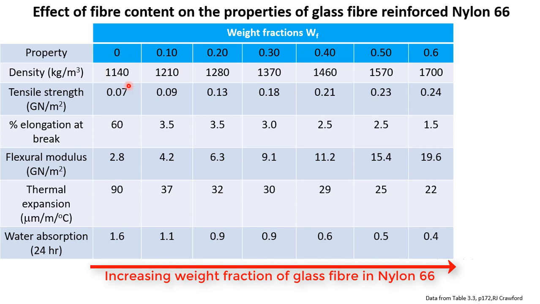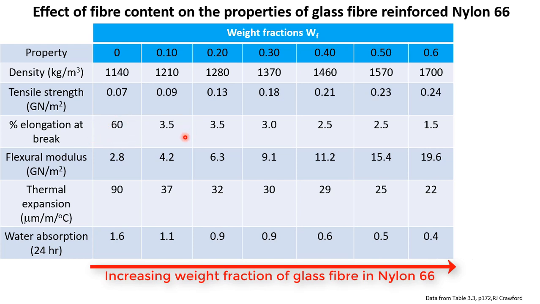Nylon 66 has low density, and the density will increase as we increase the weight percentage, or weight fraction, of glass fiber. Tensile strength will also increase as we increase the weight fraction. Percentage elongation at break tells us about the material's toughness, how much elongation it can sustain before it fails. Nylon is a very tough material, so it can sustain 60% elongation at break.